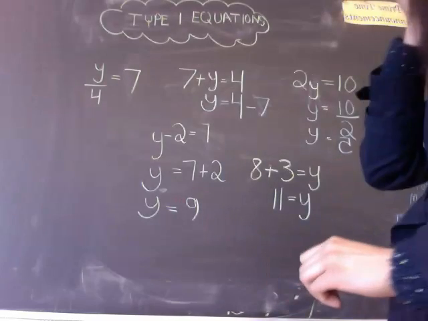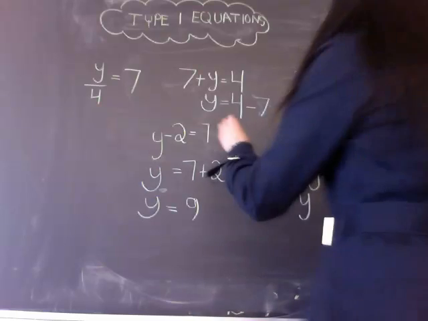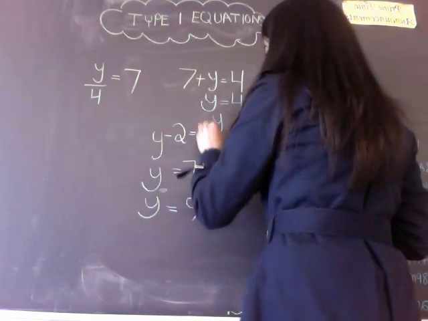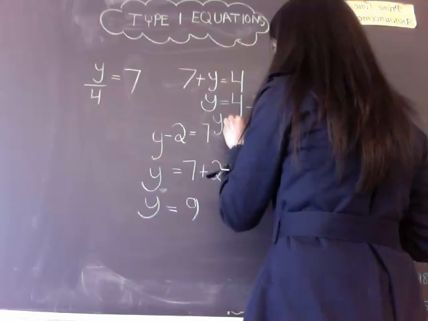So y is equal to 4 subtract 7. Therefore, y is equal to negative 3.